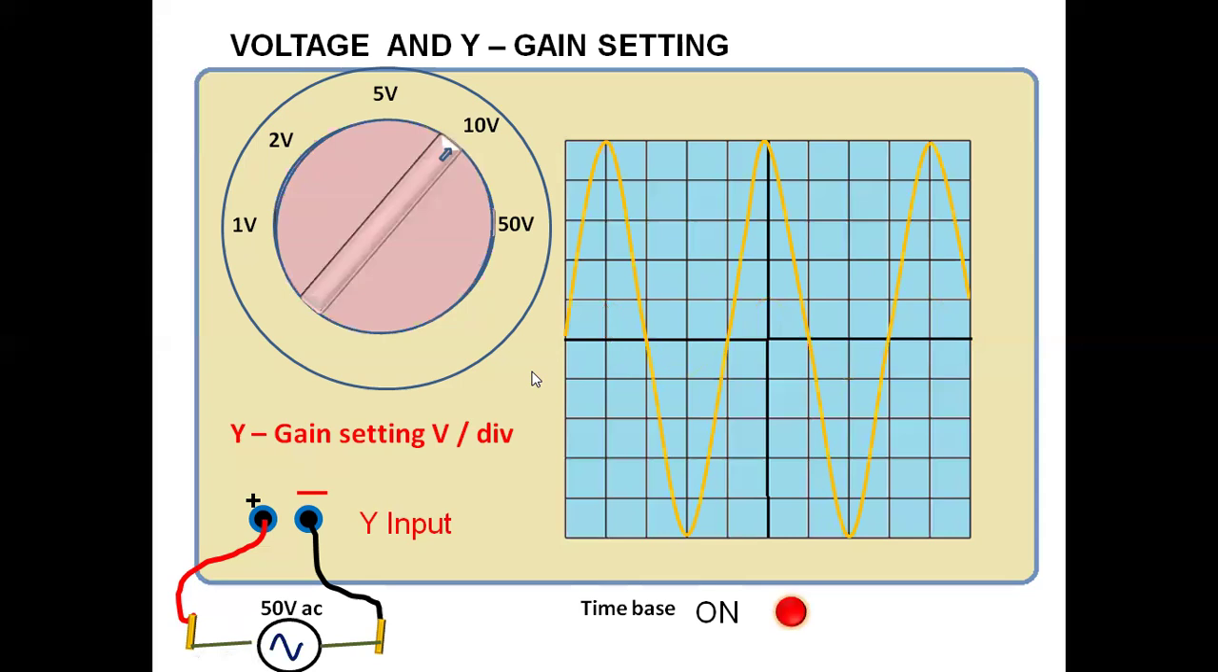Now for 10 volt, with the same AC input of 50 volt AC, one block is representing 10 volt. So 50 volt will be shown by 5 blocks. So 1, 2, 3, 4, 5. So the appearance of the trace has changed due to the change in setting. Here we have studied both AC and DC: what will happen to the appearance of the trace when the setting is changed for the same input. First we discussed the DC voltage of 5 volt, then 50 volt AC.